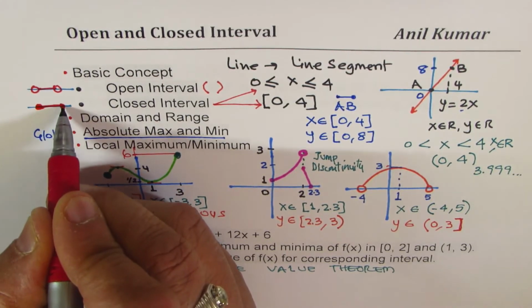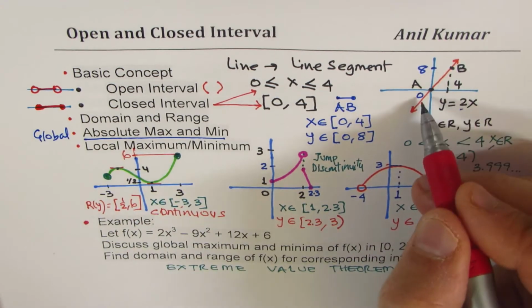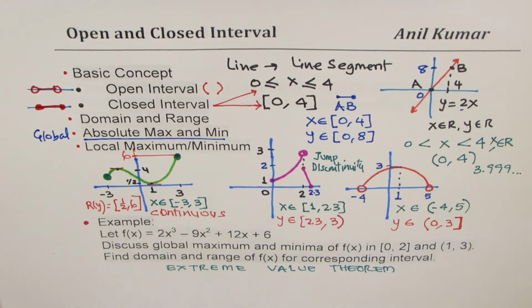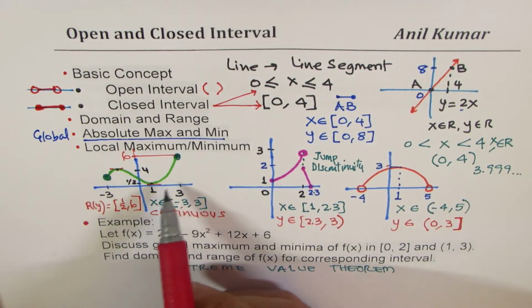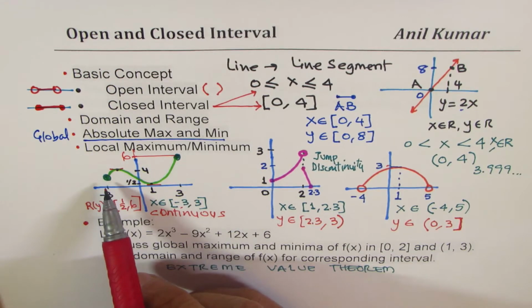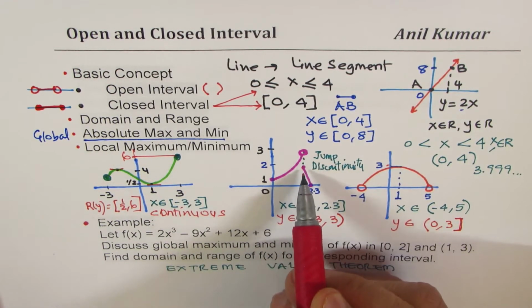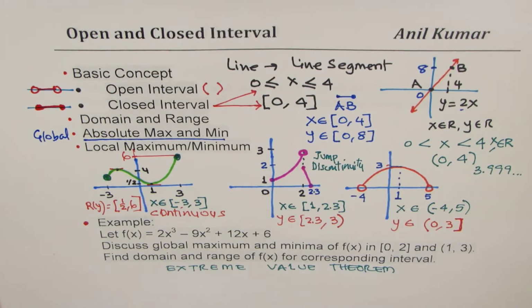That becomes closed, including the two ends, as we did for segment A and B, correct? Or we did in these graphs by filling them up, right? This is open, this is closed. So that is how you can understand open and closed interval.